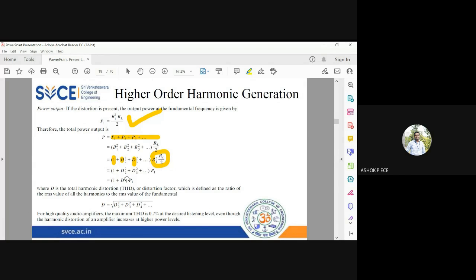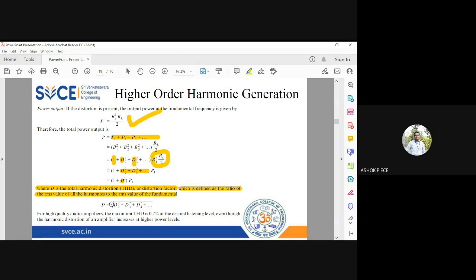Till P1. I am denoting the sum of squares of all these coefficients as D. So D square equals D2 square plus D3 square, etc. It goes on. So this D is called THD, total harmonic distortion. It is defined as the ratio of the RMS value of all the harmonic components. RMS means root mean square: you are squaring, adding everything, taking the mean, and then the square root.